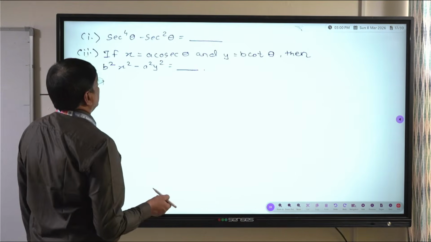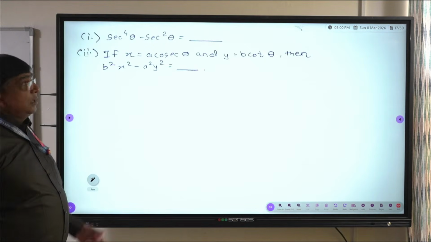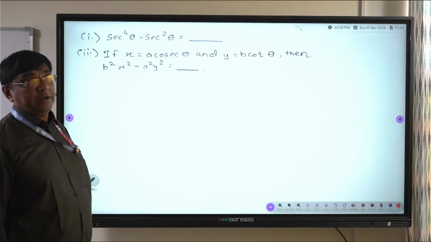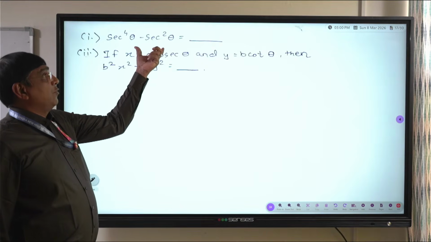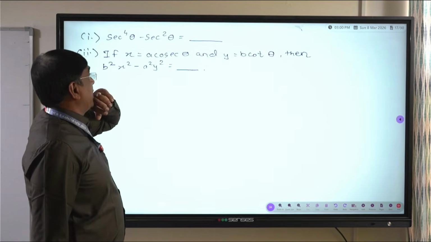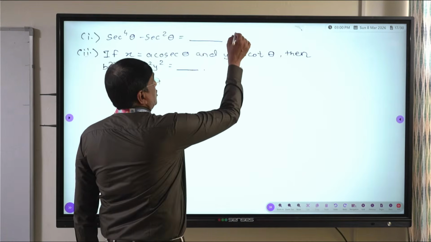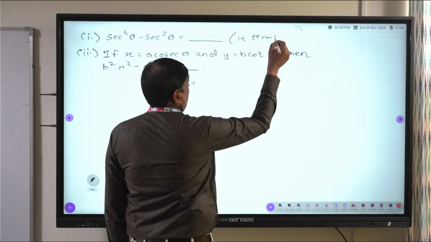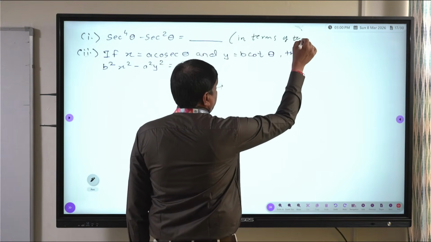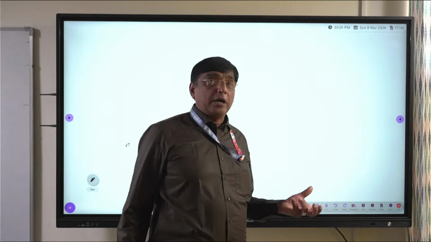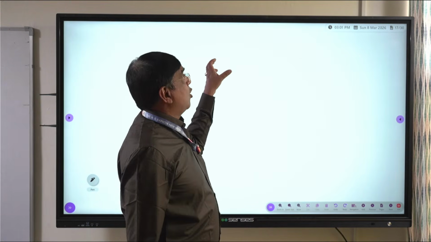Next important sum. The first one is given: sec 4 theta minus sec square theta. Such type of trigonometric sums are given in terms of, where you need the answer, it will be written as in terms of tan theta. Or if it is asked in an MCQ, then your option.